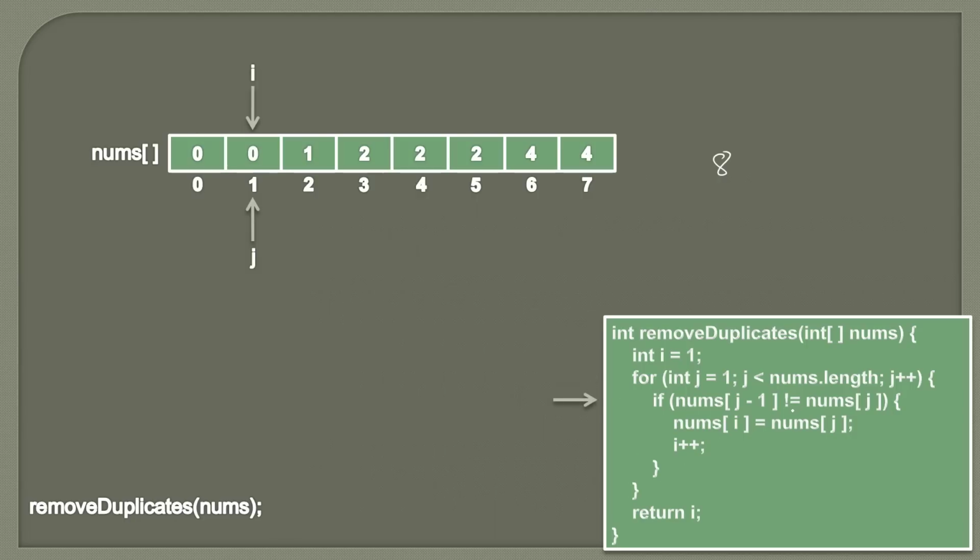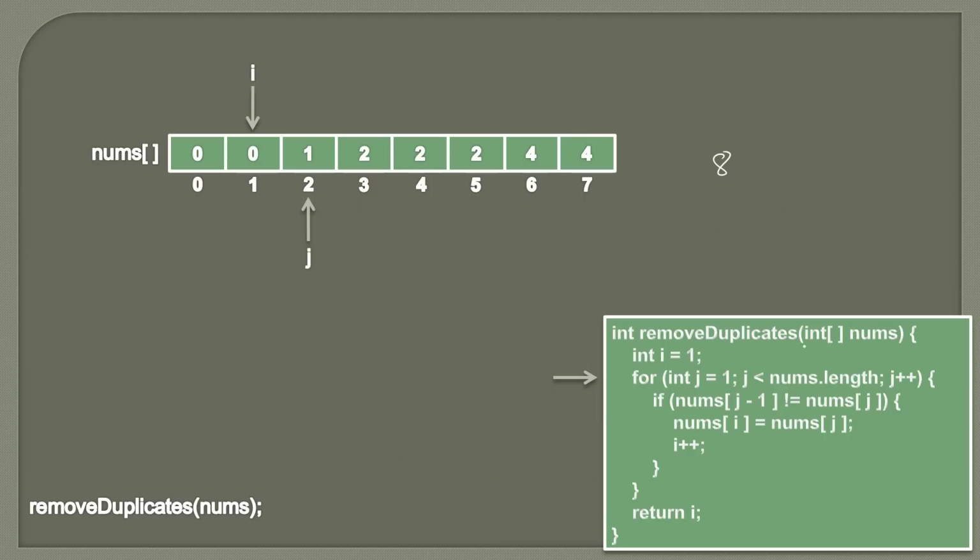Now in the for loop what we do is we simply compare the two adjacent values, which is the value at jth index and the value at j minus 1th index, and we check whether they are duplicates or not. So currently value at jth index is 0 and j minus 1th index is also 0. So therefore this condition comes out to be false because both the values are equal. So when both the values are equal, it means we have found a duplicate and we do nothing. We simply increment j.